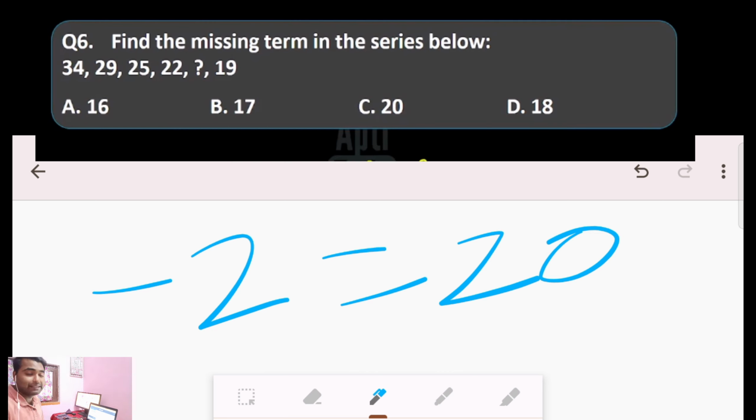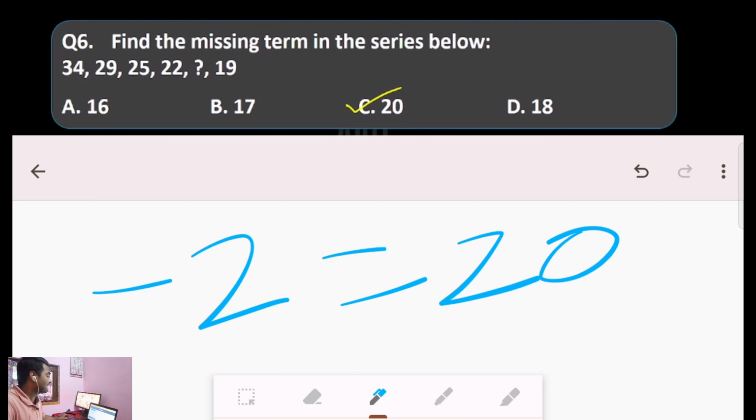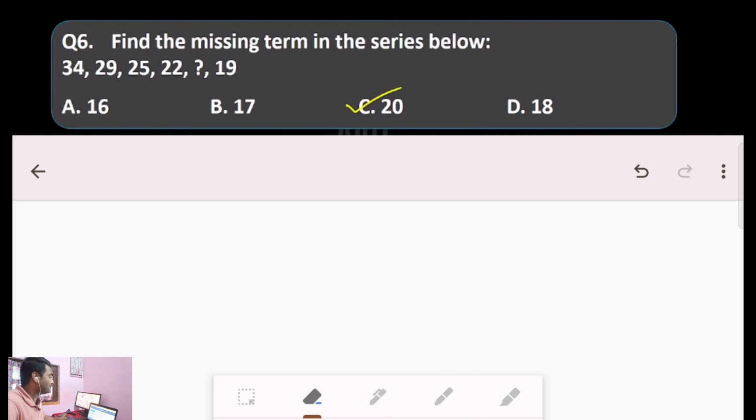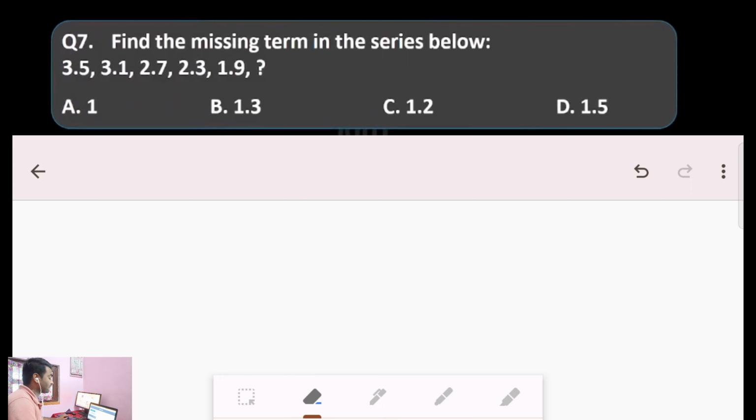Very simple. Hope you have got this question right, because this is a very easy question out of all the questions. So let's move to the seventh question, which is also pretty easy. We again have a difference of something. So what is the difference? It is a very simple question, guys. You should get the answer. You can pause the video and get back to the answer. Let's talk about the logic first. Logic is very simple.